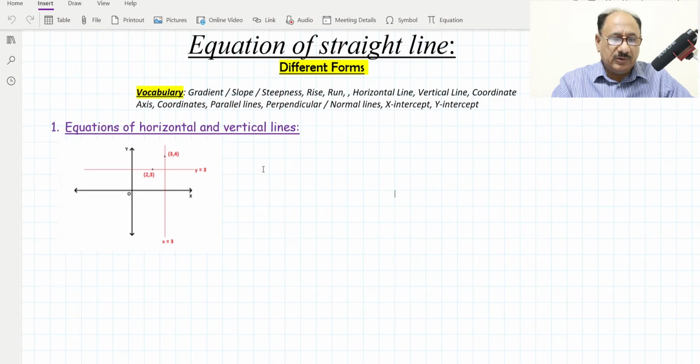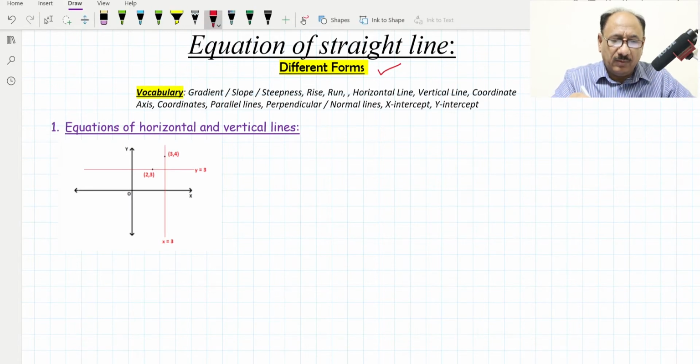The name of the topic is equation of a straight line, and we will be going through the equation of a line in different forms. Before going through all these forms, I will tell you that incoming videos will be covering drawing linear programming, drawing inequalities, and quadratic graphs, all of which will depend upon the straight line graph.